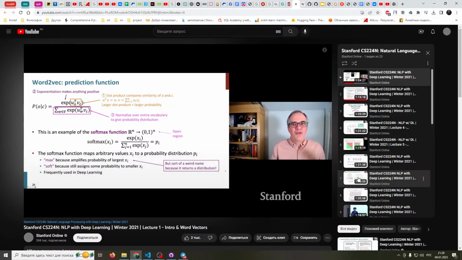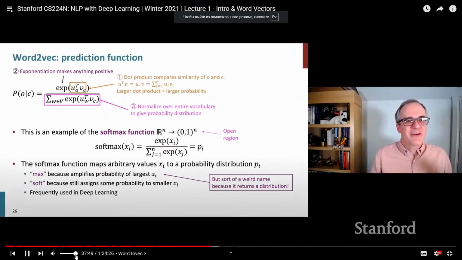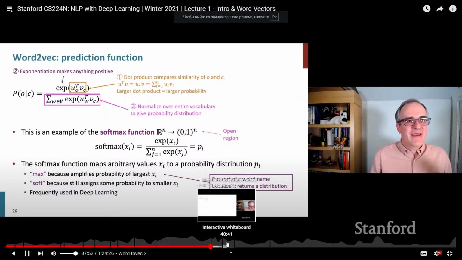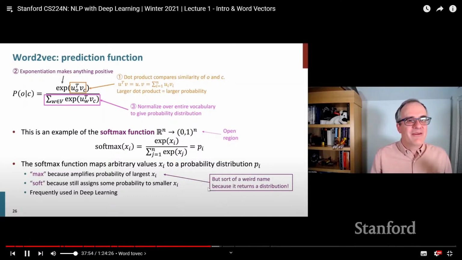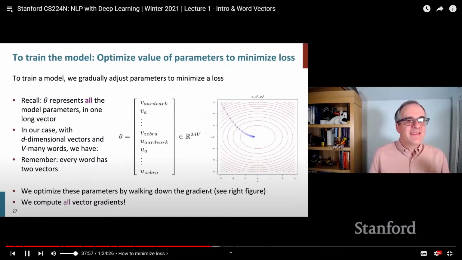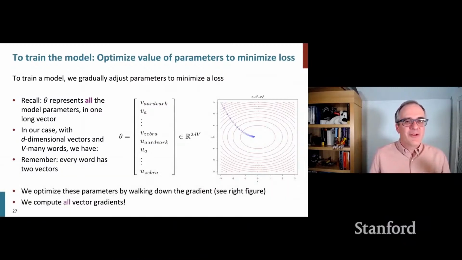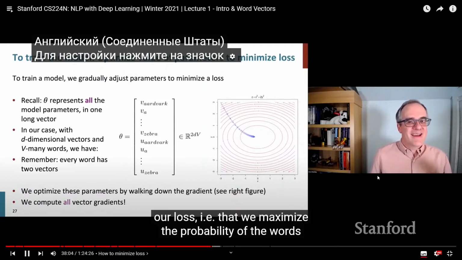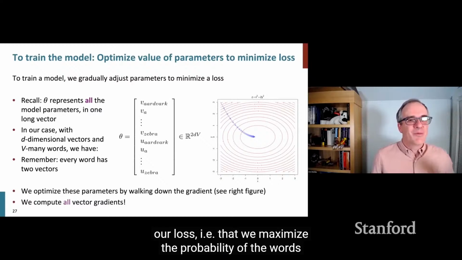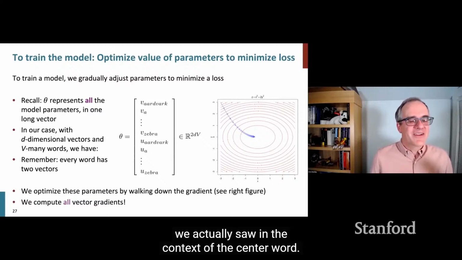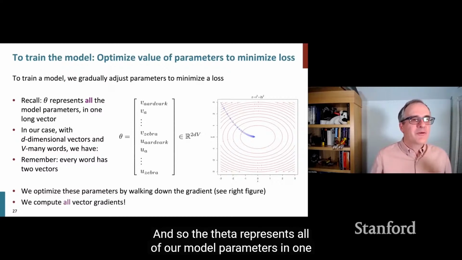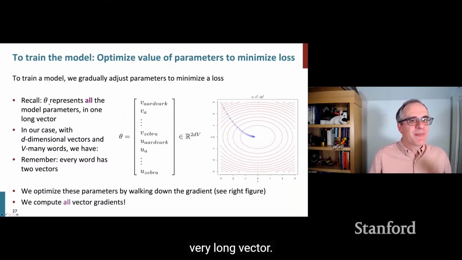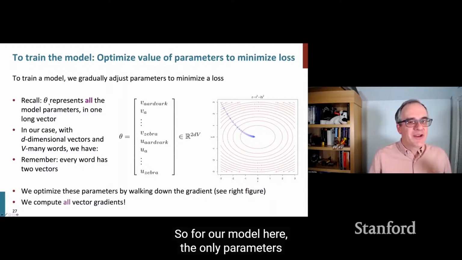Okay, so now we have all the pieces of our model, and so how do we make our word vectors? Well, what we want to do is fiddle our word vectors in such a way that we minimize our loss, i.e. that we maximize the probability of the words that we actually saw in the context of the center word. And so the theta represents all of our model parameters in one very long vector.